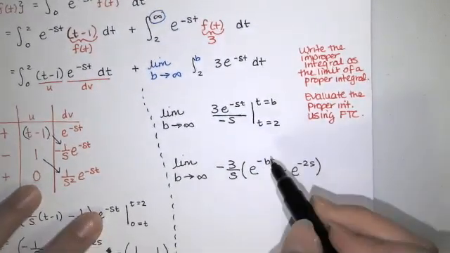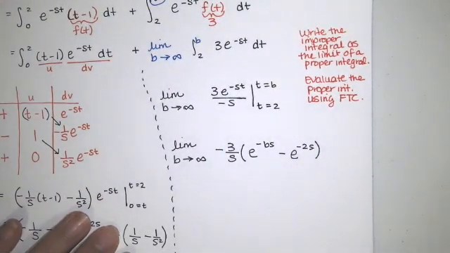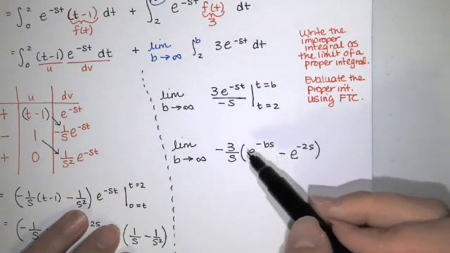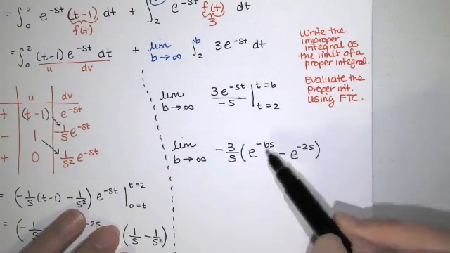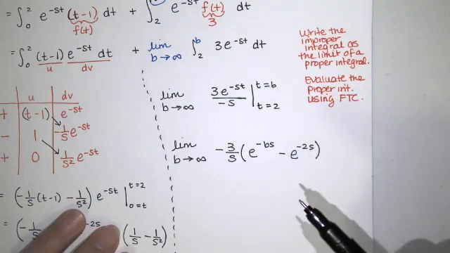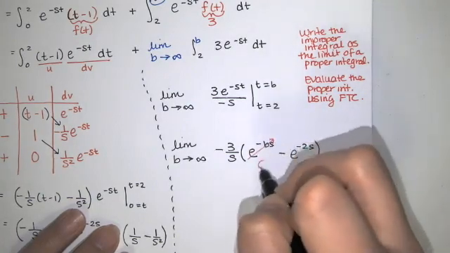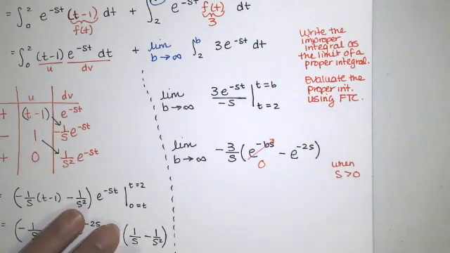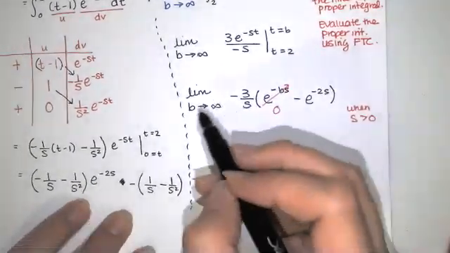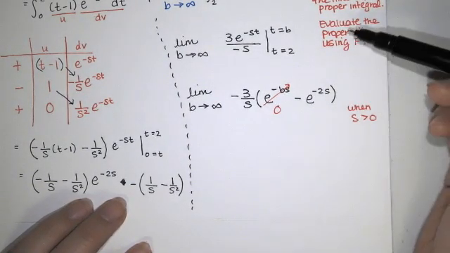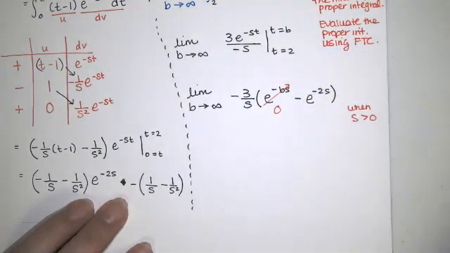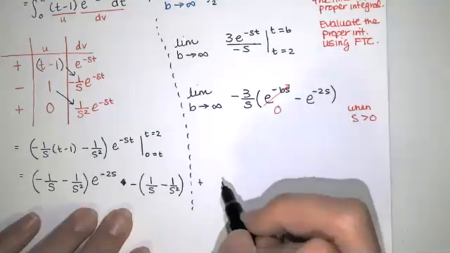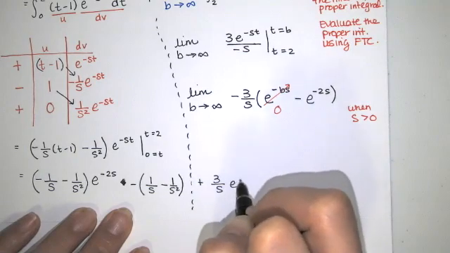And then you ask yourself, well, what happens to this expression as b goes to infinity? Well, it will go to 0 as long as this exponent is large and negative as b goes to infinity. And this exponent will be large and negative as b goes to infinity if s is positive. So this is going to go to 0, but it only goes to 0 under the condition that s is positive. So we have this plus this limit. We evaluated the proper integral, and then we computed the limit. And that limit happened to be -3/s times a -1, so it's going to be a +3/s times e^(-2s).